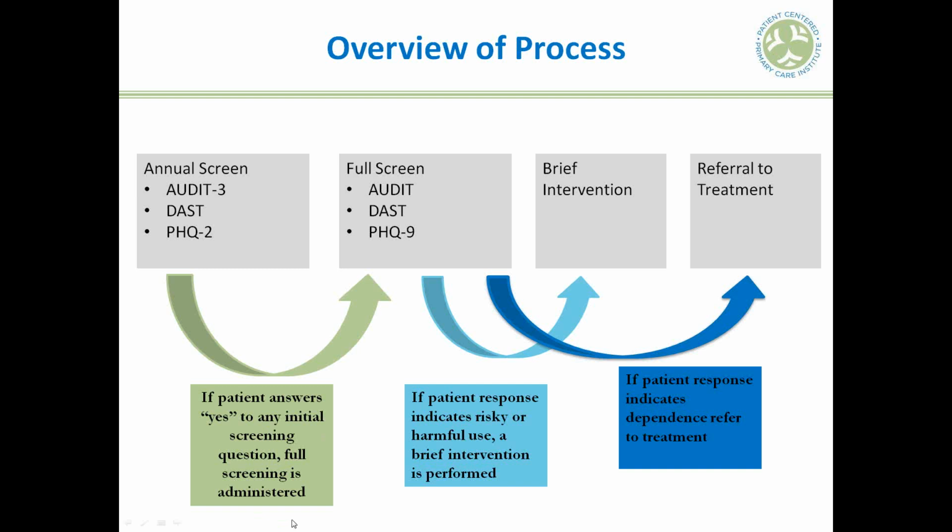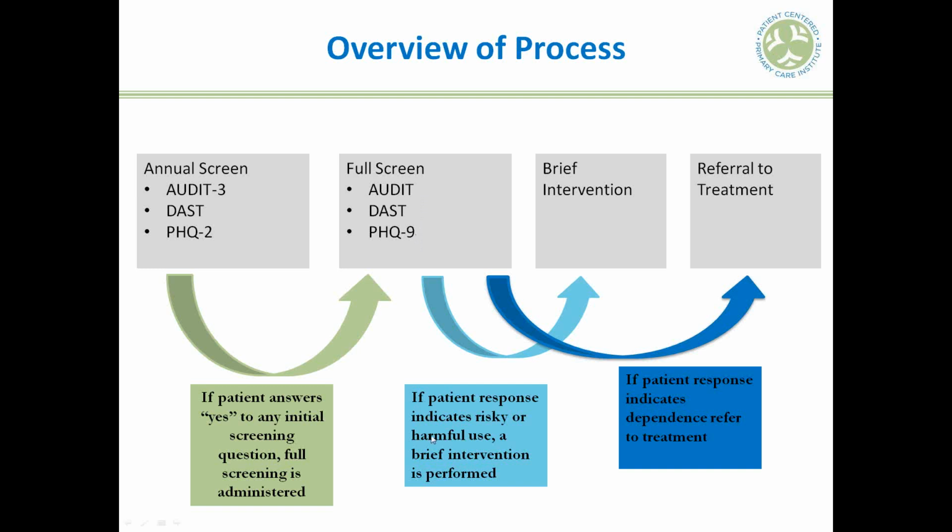If a patient answers yes to any of these initial screening questions, you then provide them with the full screening. So if a patient indicates yes, that they are suffering from a mood issue, you would administer the entire PHQ-9. If a patient indicates yes to all alcohol, drug, and mood questions, all 3 audit, DAST, and PHQ-9 screens would be given. We'll go over these full tools here in a moment.